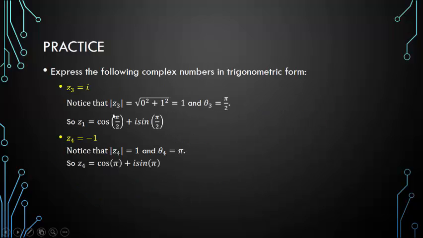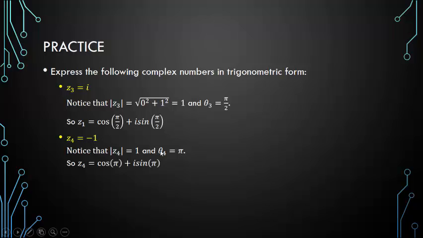For i, so z3 equals i, first put it in polar, or first find the modulus. The absolute value is just 1. If you graph this, it's just the point (0, 1) in the Cartesian plane. The angle would of course be pi over 2. It's on the positive y-axis. So plugging those values in, you have cosine of pi over 2 plus i sine of pi over 2. These are almost so easy they might seem difficult, but these are a piece of cake.